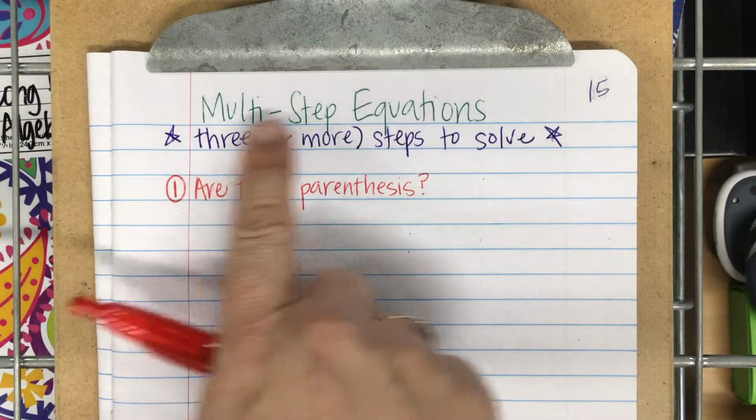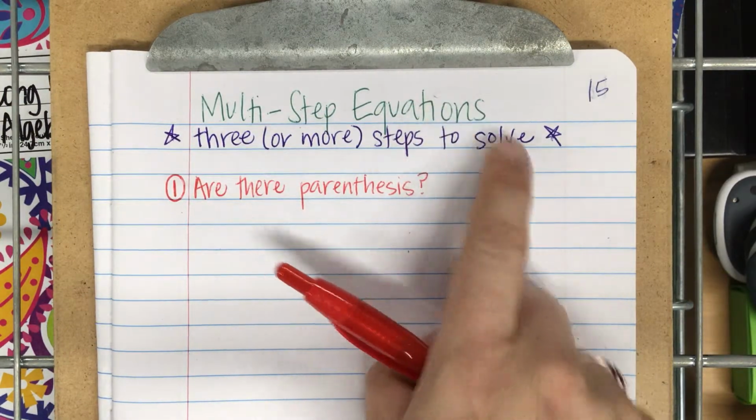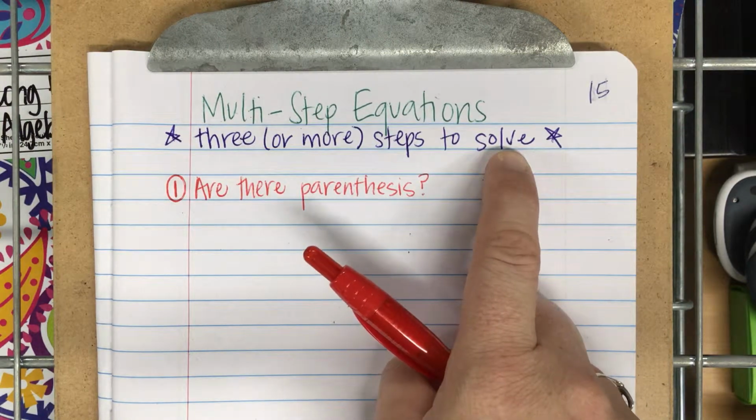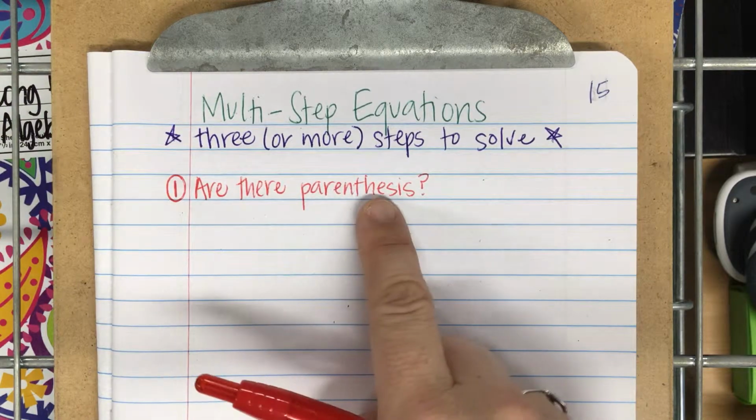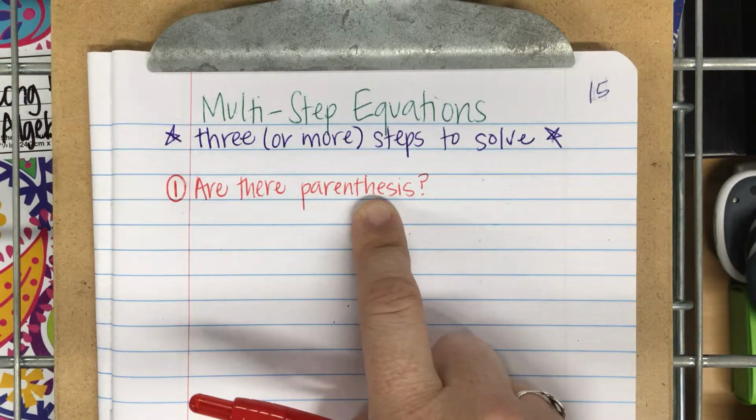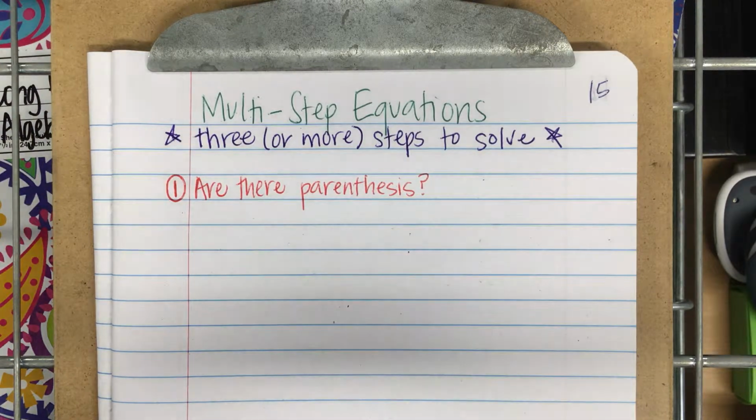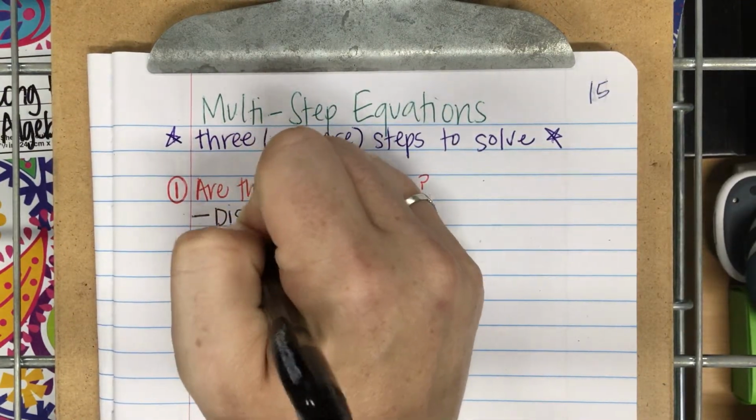However, this is a multi-step equation, meaning we're solving for a variable, correct? And when there are parentheses and a variable, we can't do the parentheses. So if there are parentheses, you have to do the distributive property.